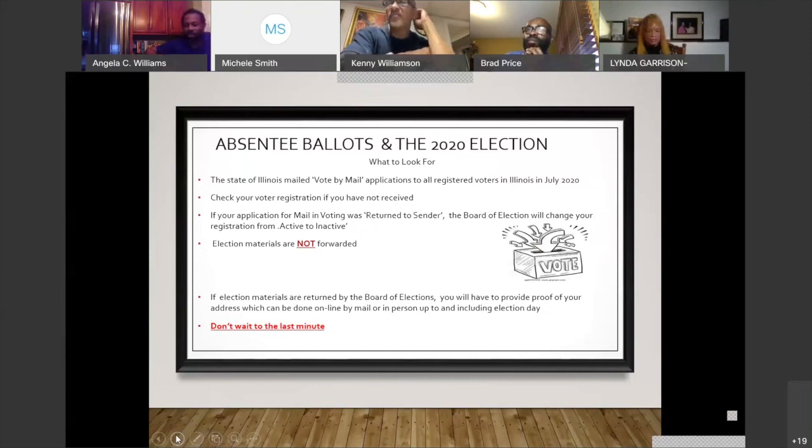And so just to prevent any of those little hiccups, if you haven't received your application, go and check one of the websites. You can go to, I believe, vote.org, Illinois, to check on your registration. You can also, if you're not registered, go and register at that time. Don't wait to the last minute to do any of this. Next slide.